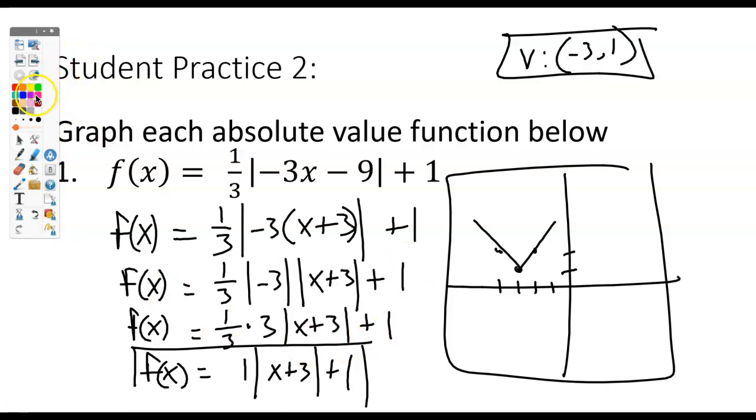Okay, so after you take out the 3, following the steps that I gave you, you should end up with this expression down here. Here's all the math I did to get there, so I'll let you study that. But you should have ended up with 1 absolute value of x plus 3, plus 1. So my vertex in this case would be negative 3, 1. My slope is 1. So start off at negative 3, 1, and then we're going to have a slope of 1. So that's up 1, over 1, to the left and right. And there's my V shape.